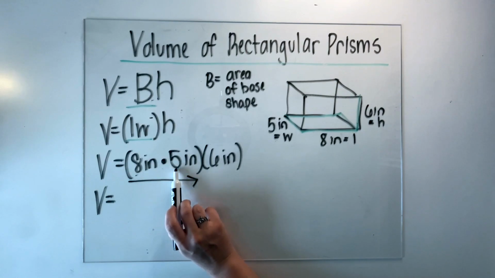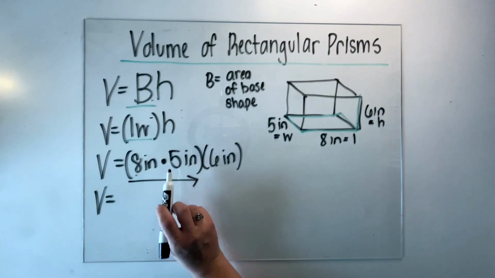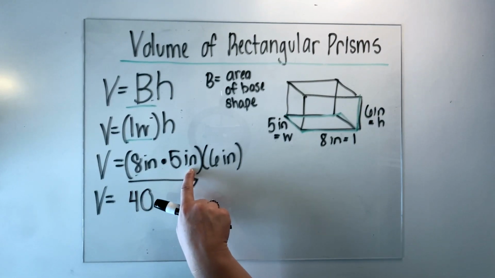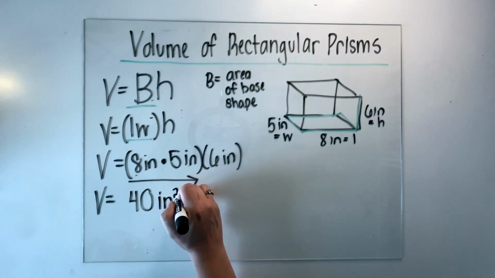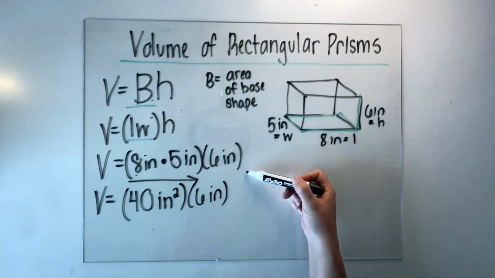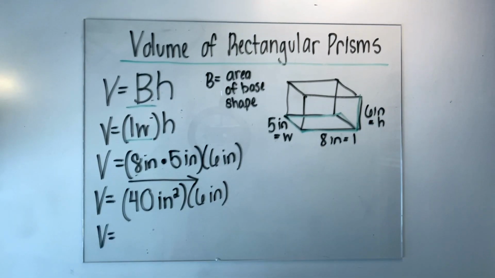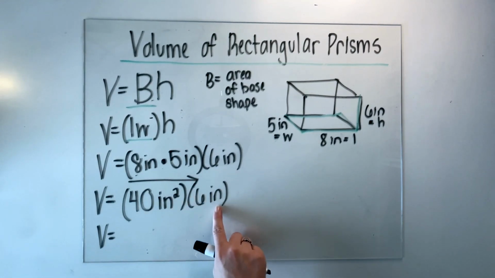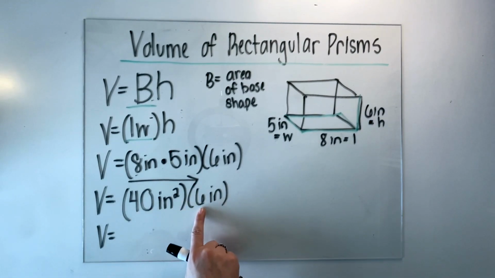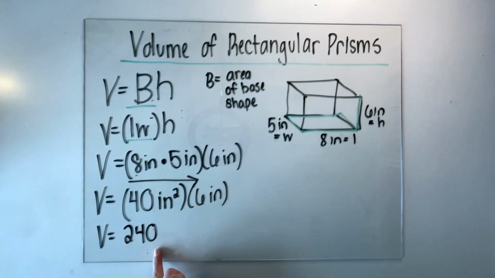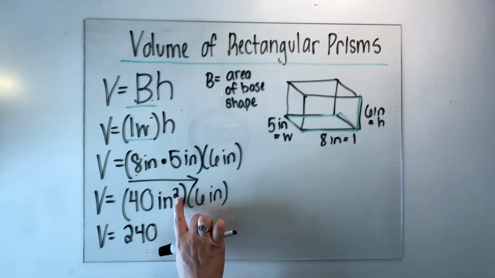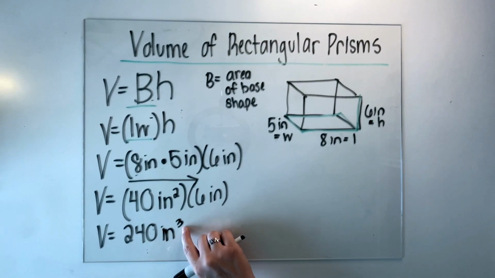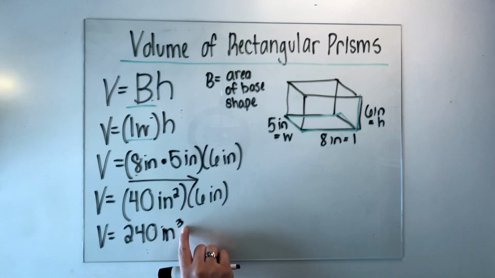8 inches times 5 inches. Well, 8 times 5 is 40. Inches times inches can be represented as inches to the second power. Bring down your 6 inches. And finally, we just have to multiply 40 inches squared by your 6 inches. 40 times 6 is 240. Inches squared times inches is inches cubed, or inches to the third power.